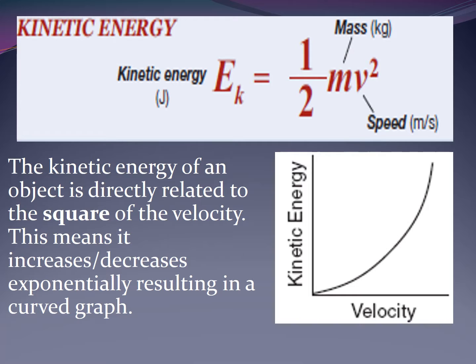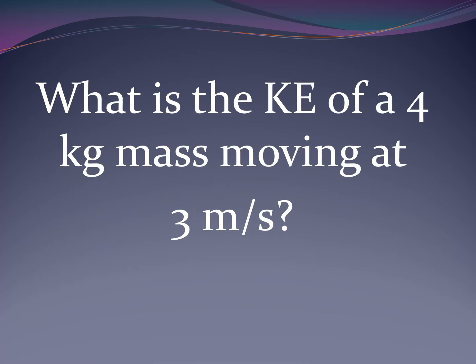So sometimes I like to write it as KE. And so energy is in joules, and mass will be in kilograms, and our speed is in meters per second. And so the kinetic energy is directly related to the square of the velocity. And that makes sense because velocity is squared in our formula. That means it increases exponentially, resulting in a curved graph. So the higher the velocity, the more kinetic energy. That makes sense. The more you're moving, the more kinetic energy.